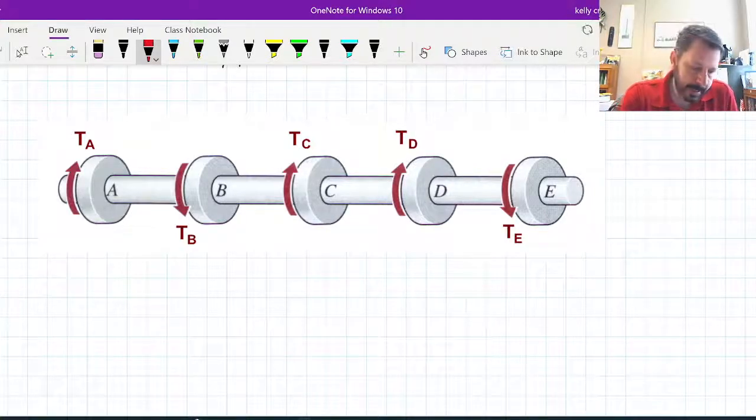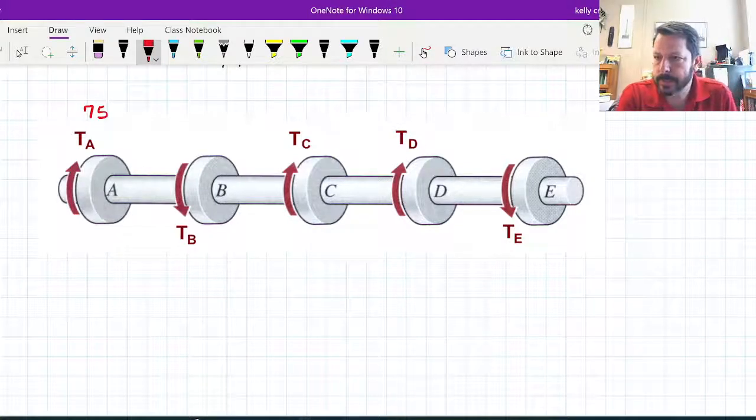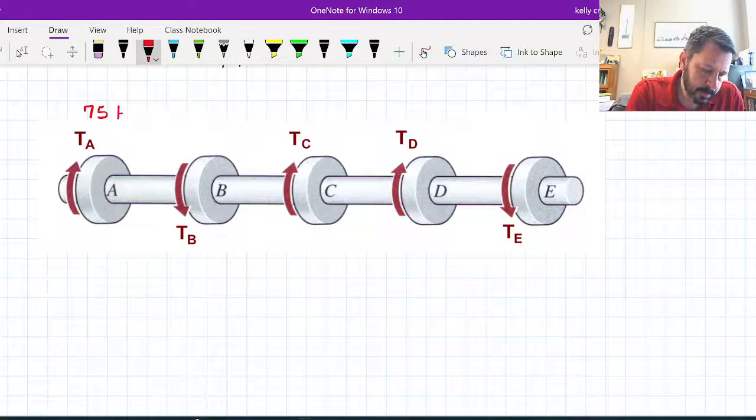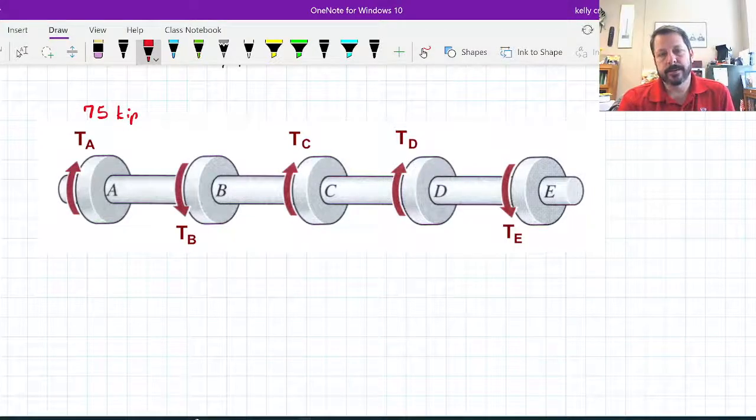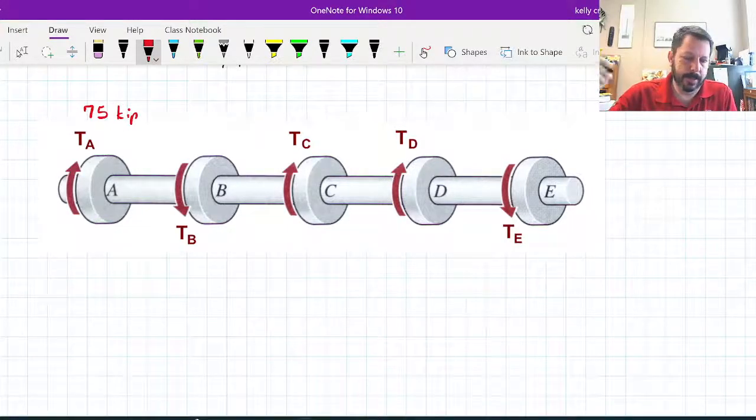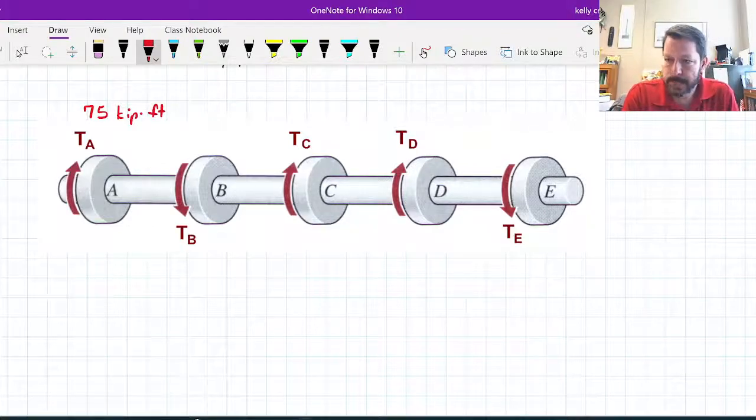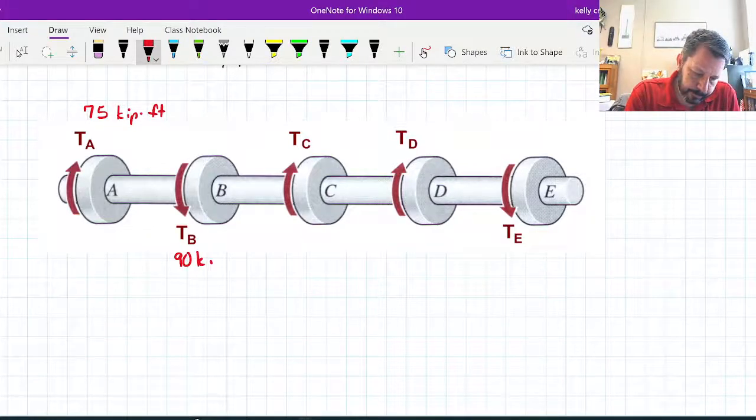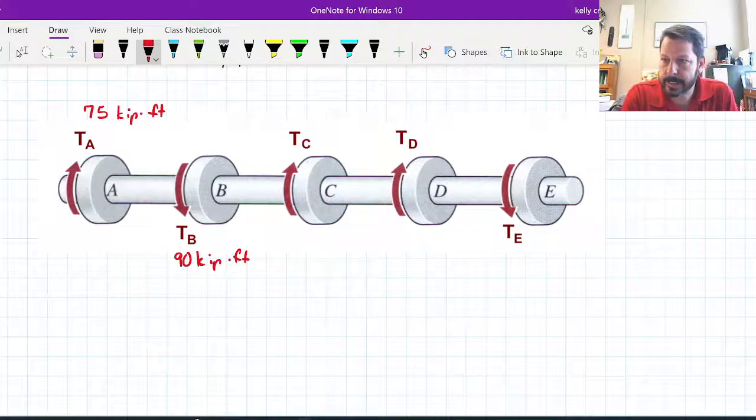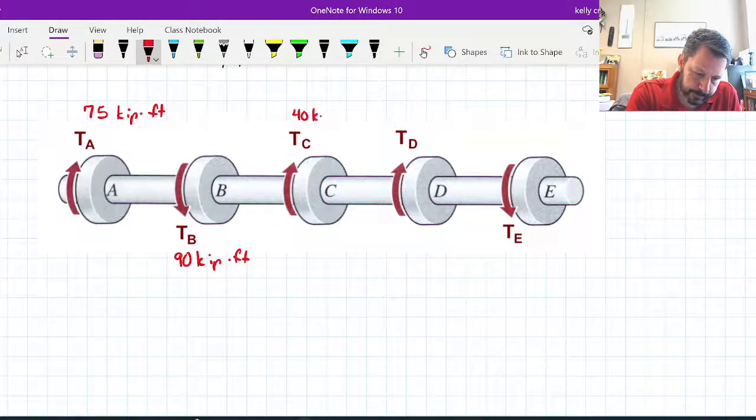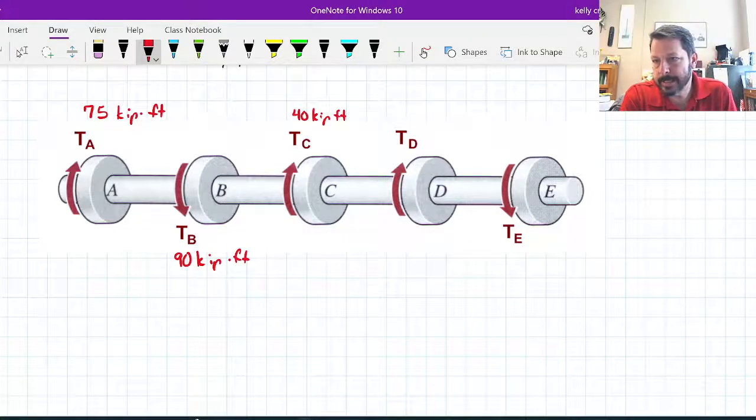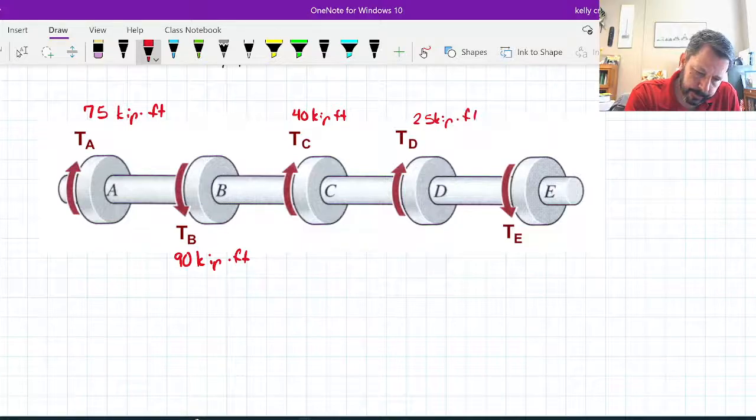So for me, TA is 75. These are kip feet. Remember, a kip is like you took the kilo from the metric system and put it in the US customary system, and now you have 1,000 pounds. So kip feet, because it is a torque. B is 90. C is 40. D is 25. And E is 50.